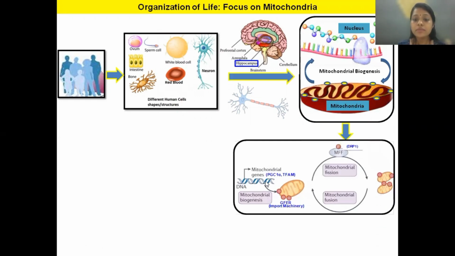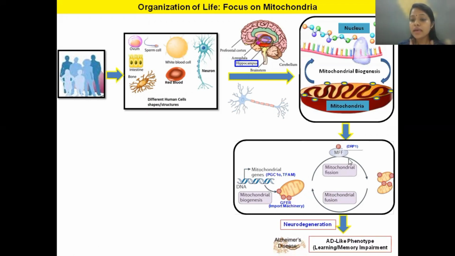In this process, PGC1 alpha encodes more than 99% of the proteins of the mitochondria, which are imported inside the mitochondria via the import machinery, via G4 mediated import machinery. And after the successful mitochondrial biogenesis, mitochondrial fission and fusion maintain the mitochondrial number, where DRP1 is an essential factor for the fission. If there is an impairment, neurodegeneration causes different neurodegenerative disorders, including Alzheimer disease.